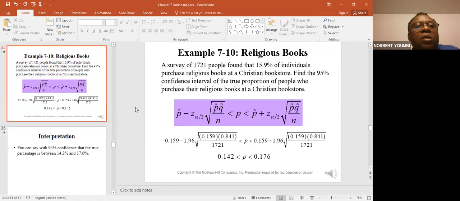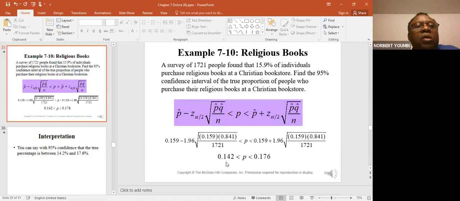Another example, a survey of 1,721 people found that 15.9% of individuals purchase religious books at a Christian bookstore. Find a 95% confidence interval of the true proportion of people who purchase their religious books at a Christian bookstore. So here we already have the sample proportion, which is 15.9%, or 0.159. We subtract it from 1 to get Q hat, which we will fit into the formula here.